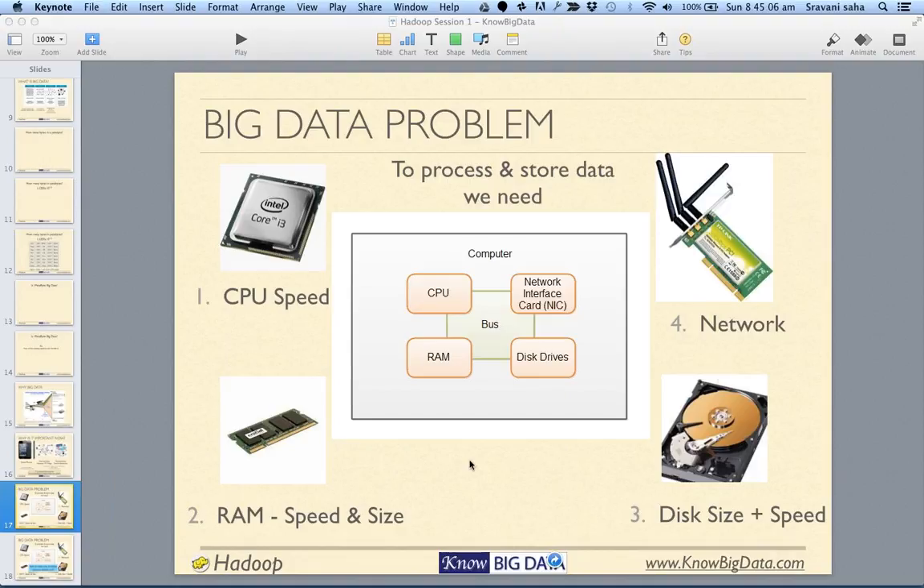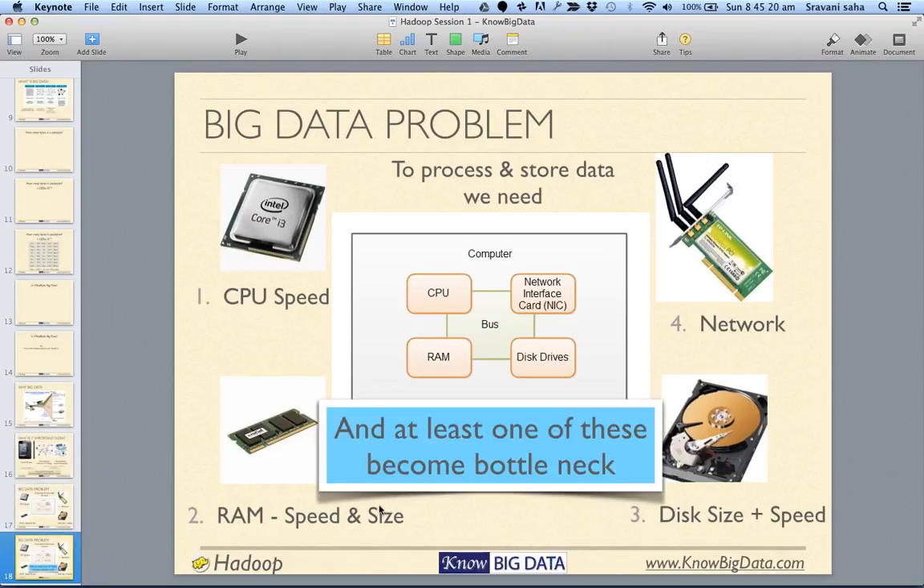All right. So as we saw, because of either of our problems, volume or velocity, some aspect became the bottleneck. At least one of these becomes a bottleneck when you process big data. And after a point of time, when your RAM becomes a bottleneck, you try to flush the data into disk. Actually, it happens the other way.